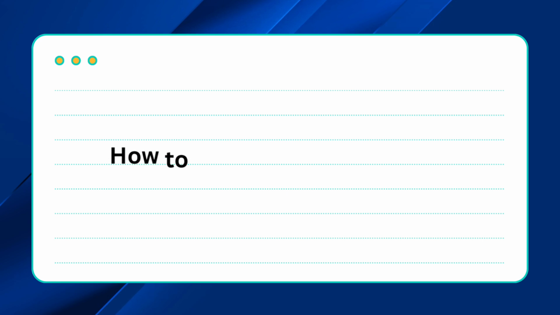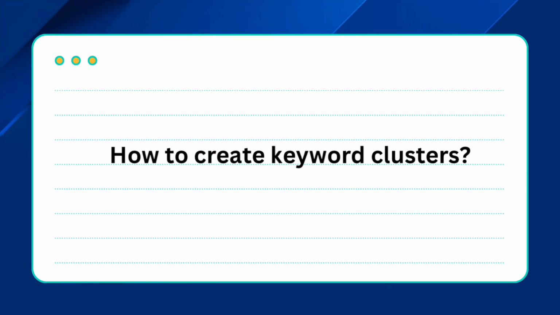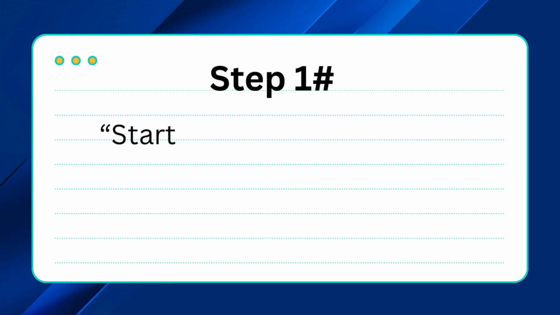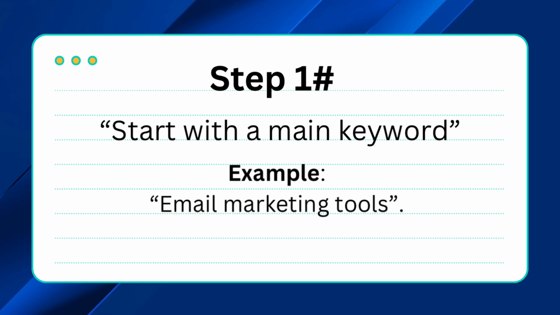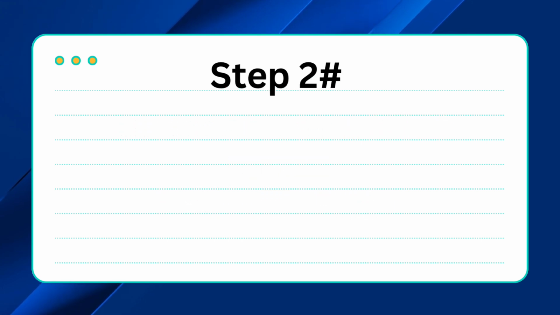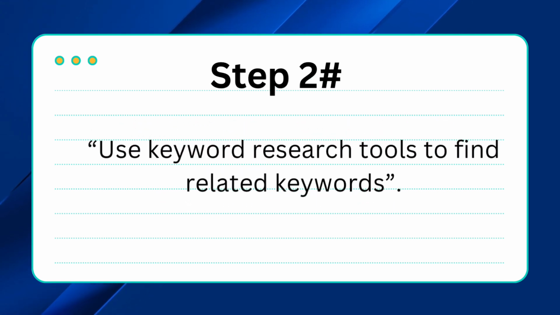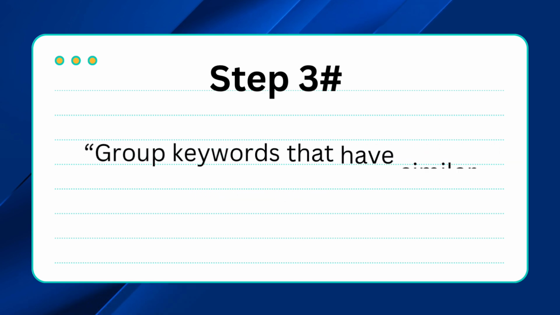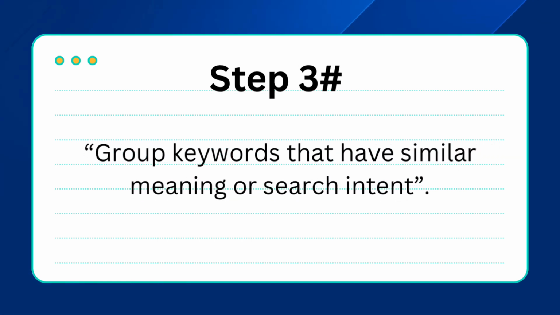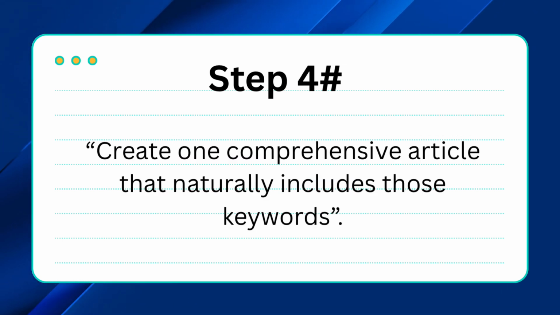Now, let's quickly see how to create keyword clusters. Step 1. Start with a main keyword. Example, email marketing tools. Step 2. Use keyword research tools to find related keywords. Step 3. Group keywords that have similar meaning or search intent. Step 4. Create one comprehensive article that naturally includes those keywords.